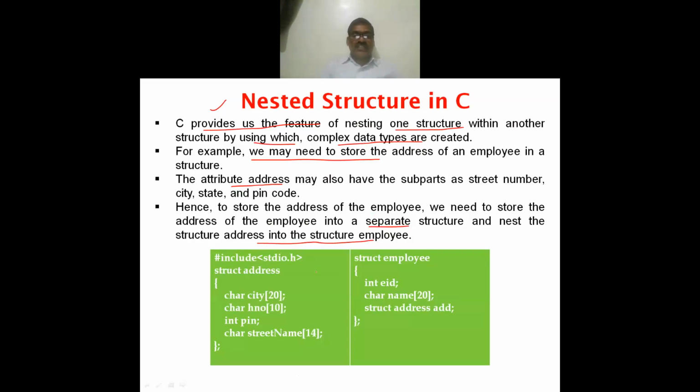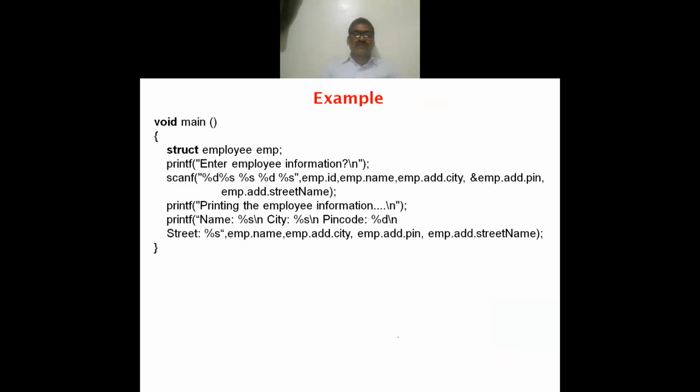For example, here if you take struct address, address will have city, house number, pin, and street name. We are defining a struct employee here, which will have the data members int EID, employee ID, char name of 20, then struct address ADD, which is a member having the data type as structure address type. This is what we call a nested structure. For example, you can declare here struct employee EMP.